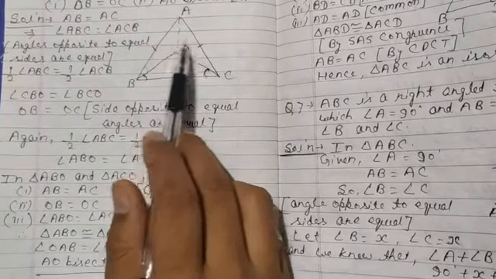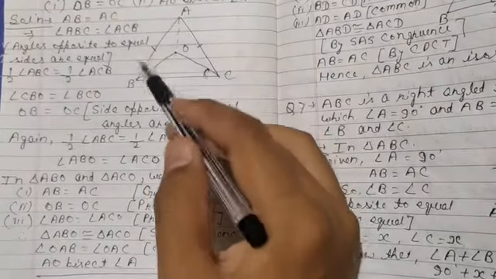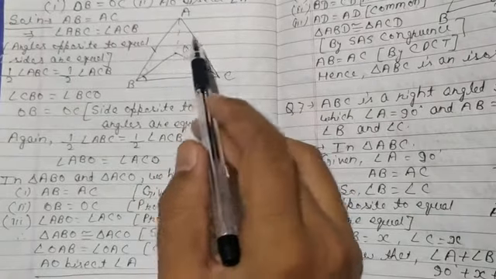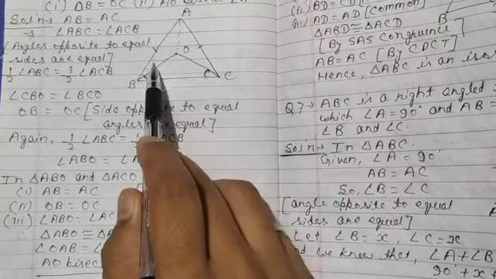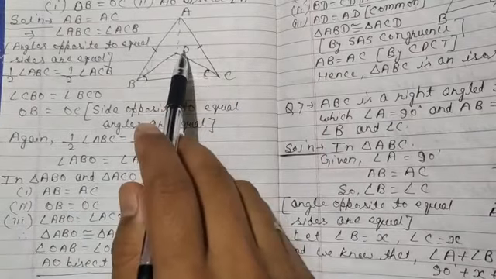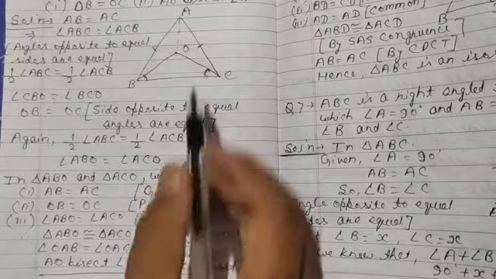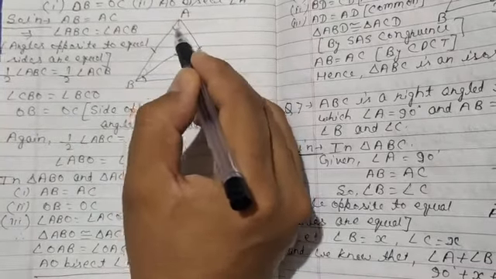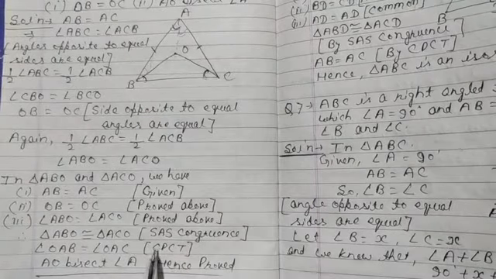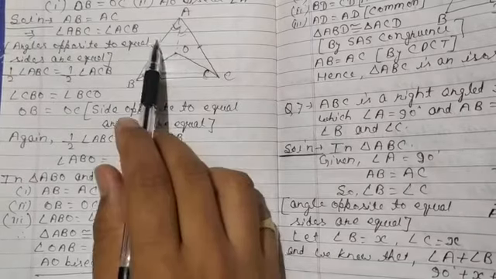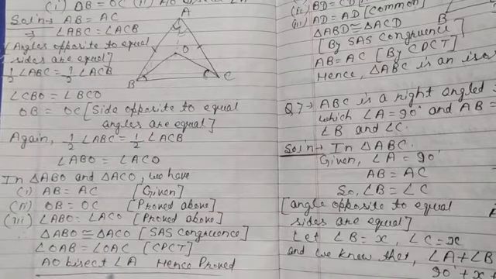If these two triangles are congruent, then all three sides and all three angles of one triangle are equal to those of the other triangle. So we can write angle OAB is equal to angle OAC. Why? CPCT, corresponding parts of congruent triangles. Both triangles are congruent, so these two angles are also equal. So AO bisects angle A.